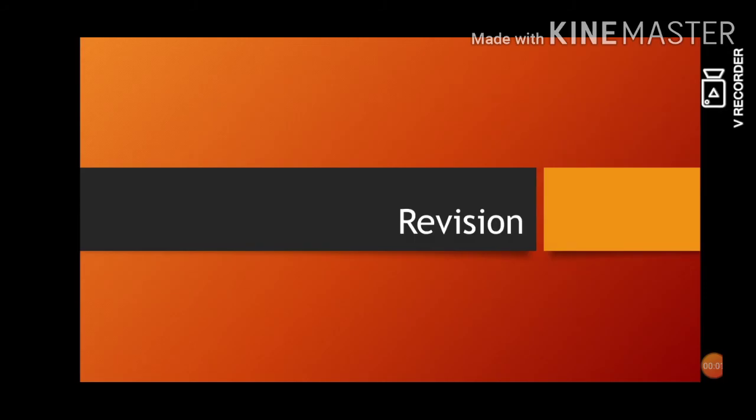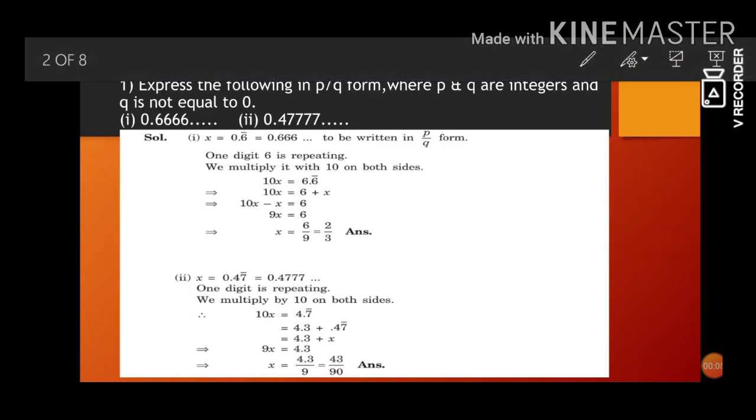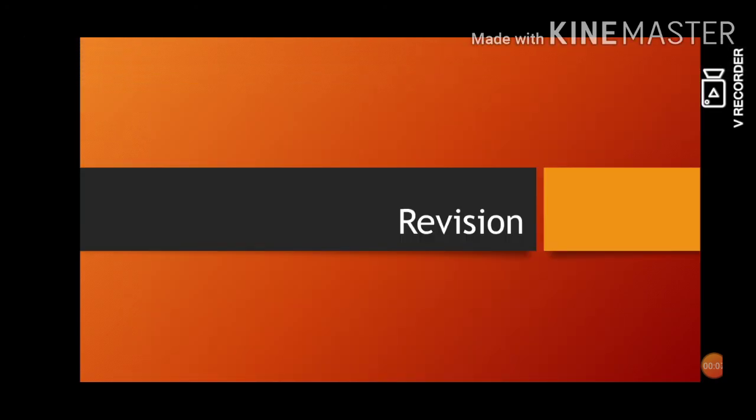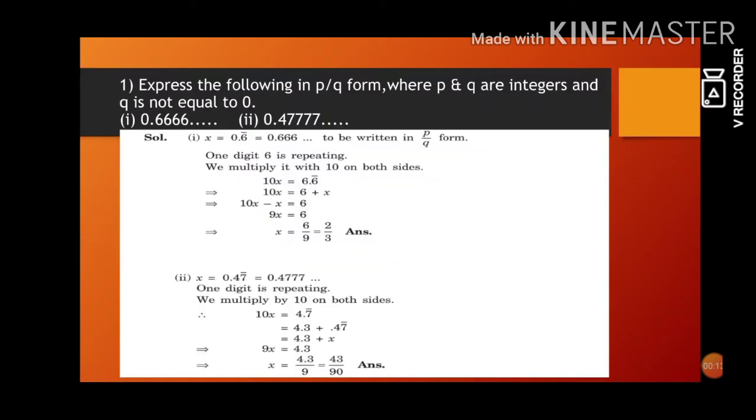Good morning, students. So, today we are going to discuss the 2 mark solutions for the first 4 chapters. So, here are the questions for the 2 mark solutions. The first question is, express the following in P by Q form where P and Q are integers and Q not equals to 0. So the first subpart is x is equals to 0.6 bar.